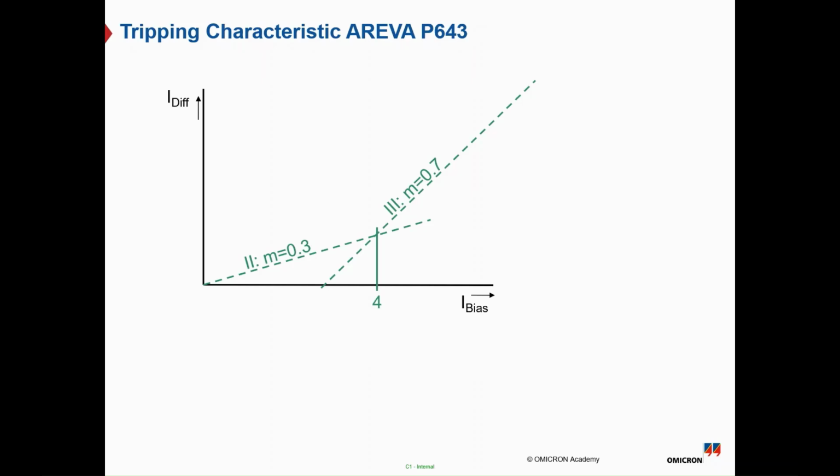So we have some given parameters: slope 1 equal to 0.3, slope 2 equal to 0.7, and the intersection point is 4 per unit I bias. And we also have IDiff minimum and IDiff double greater. So the resulting dual slope characteristic will be in that way.